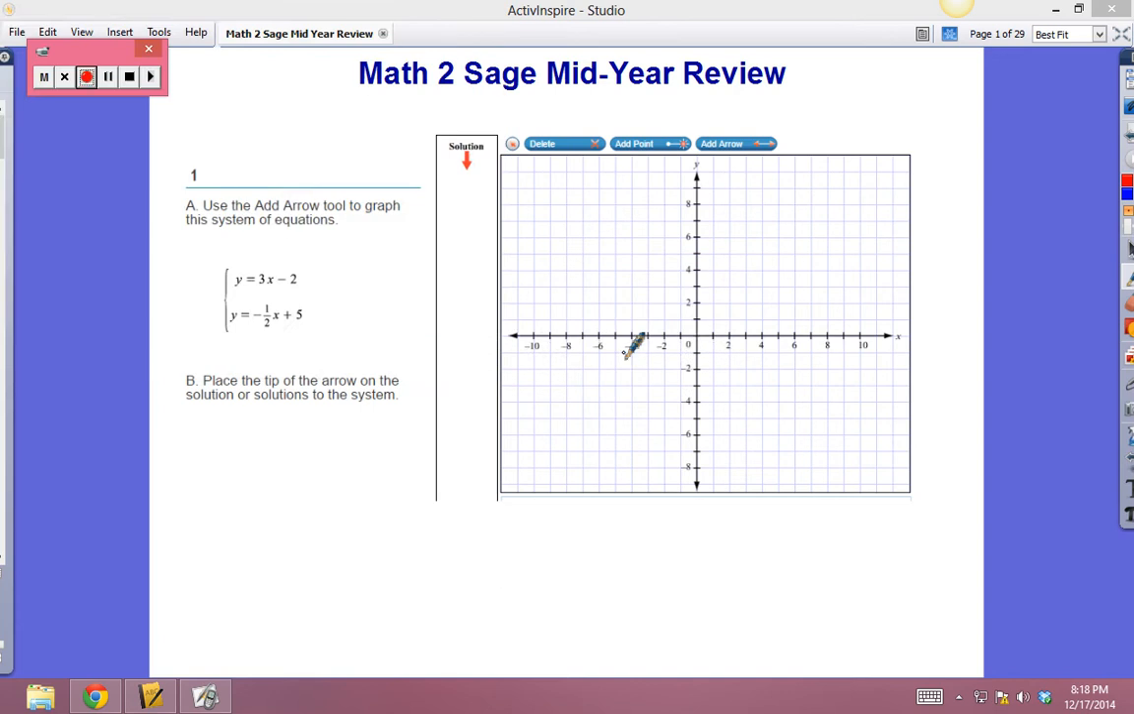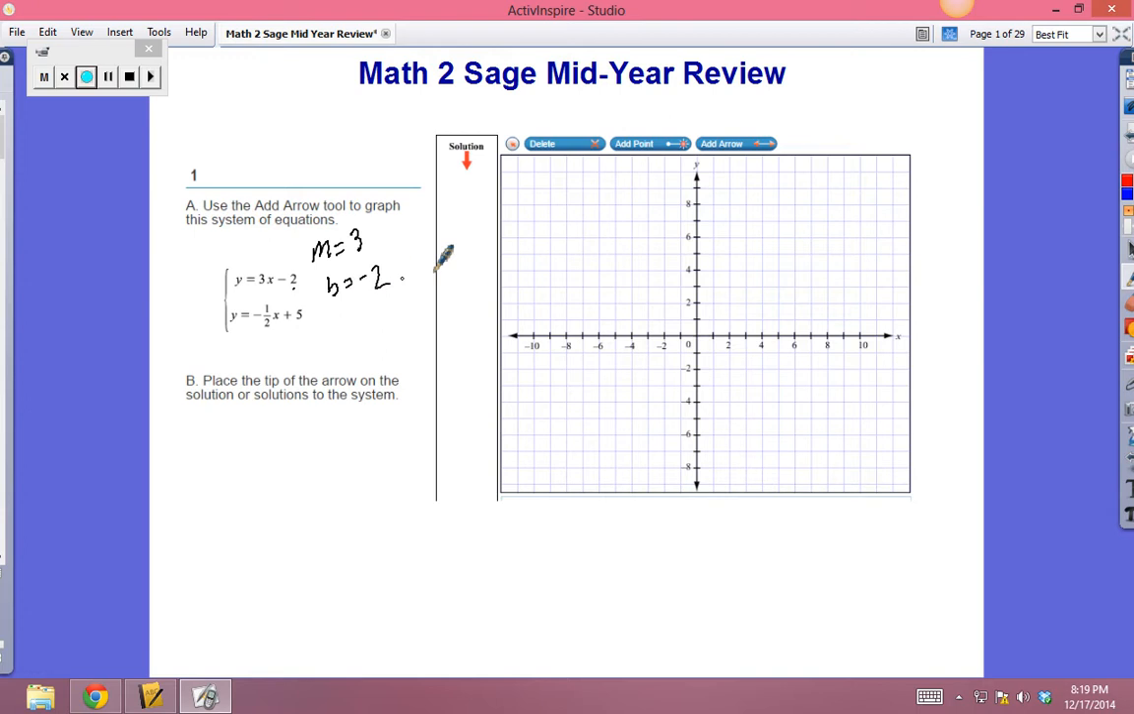Number one is a system of equations. You need to graph this first function, y equals 3x minus 2. The slope is 3, and the y-intercept is a negative 2. So it's linear, it's going to be a straight line. Start with your y-intercept. So at negative 2, you're going to have a dot.